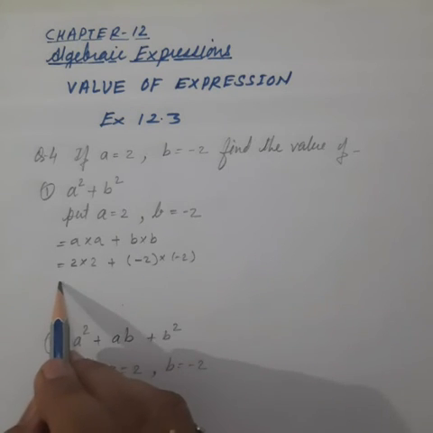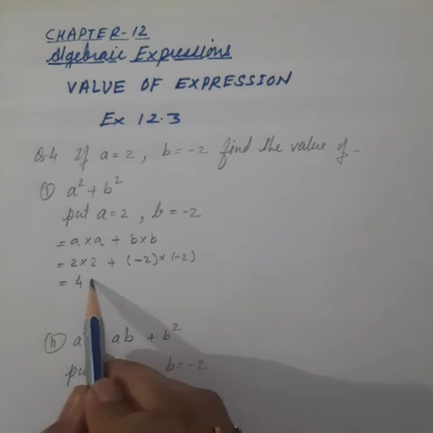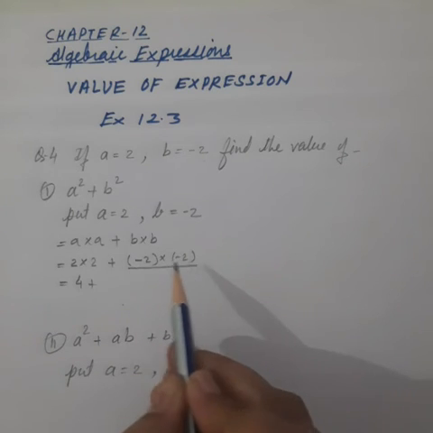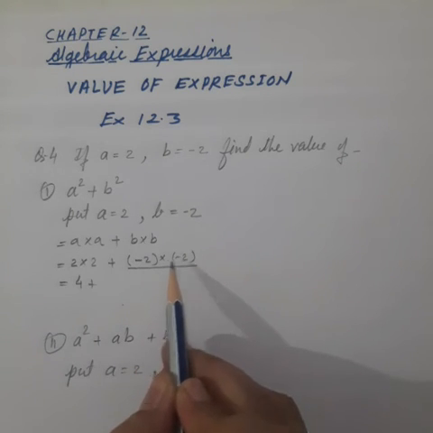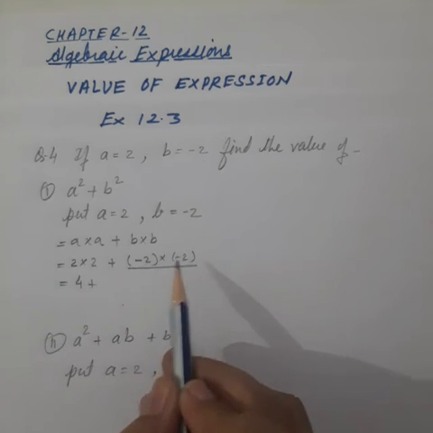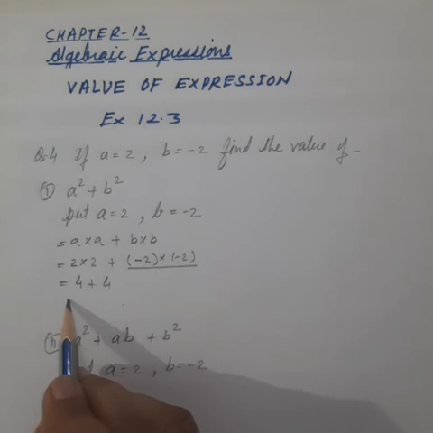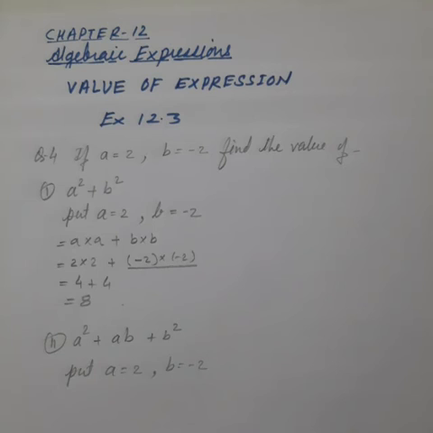This multiplication. 2 2s are 4 plus. Now, this multiplication. Both the numbers are negative. So, product is positive. And 2 2s are 4. And 4 plus 4 is 8.